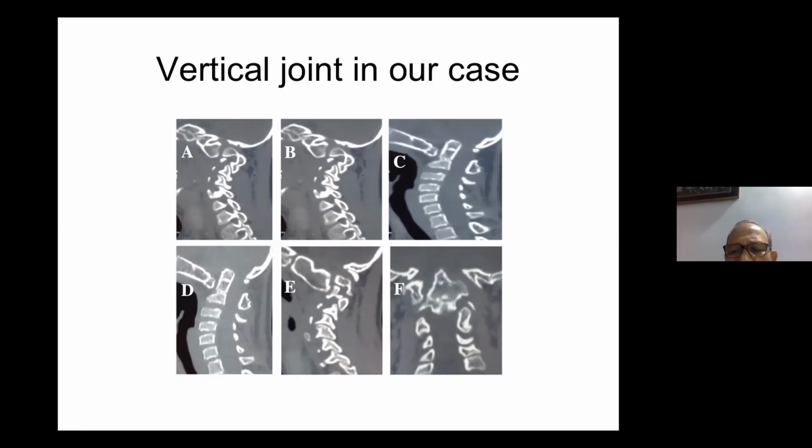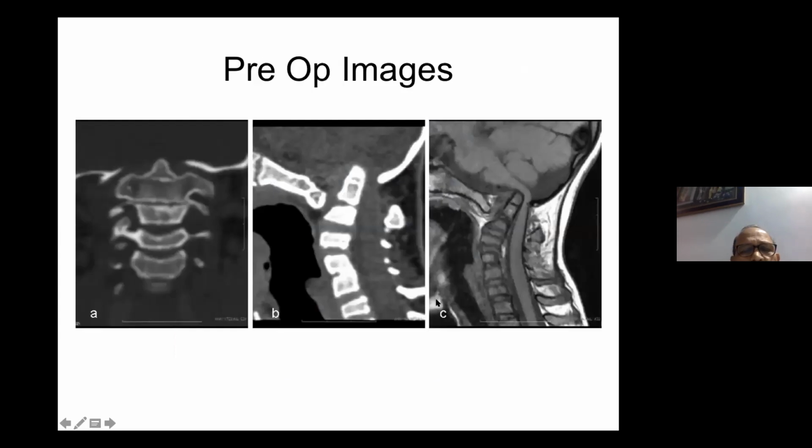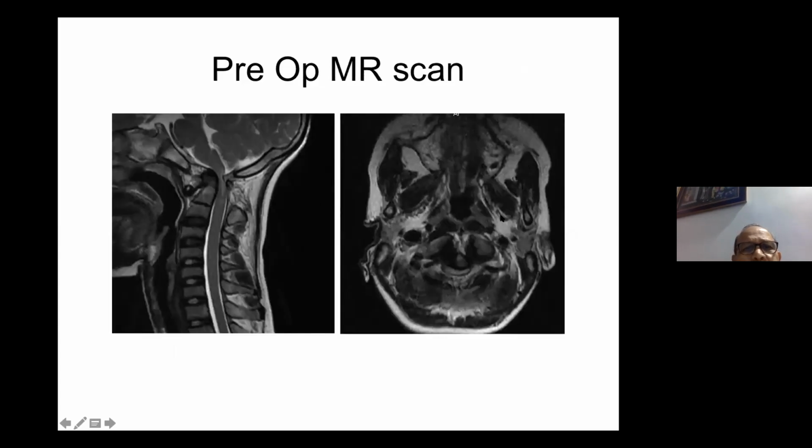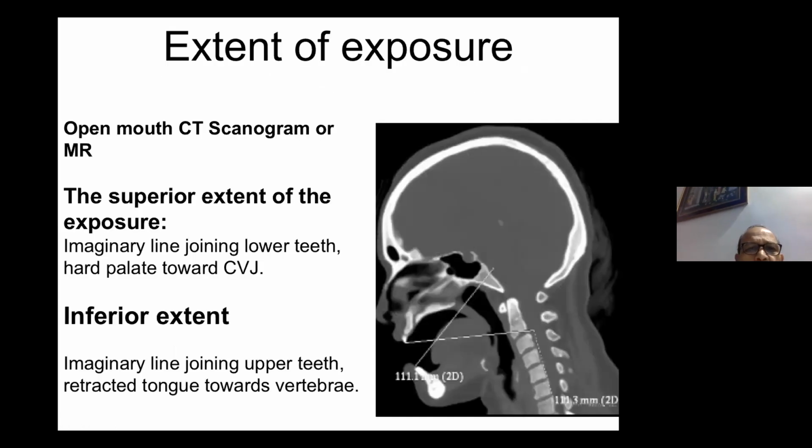Yes, now better, sir. So vertical joint. These are difficult cases and difficult to reduce. Preoperative images: vertical joints, too much compression. One of our cases. Another case, the angle of the mandible was lower, so we took a different approach. And what is the extent of decompression one can do?